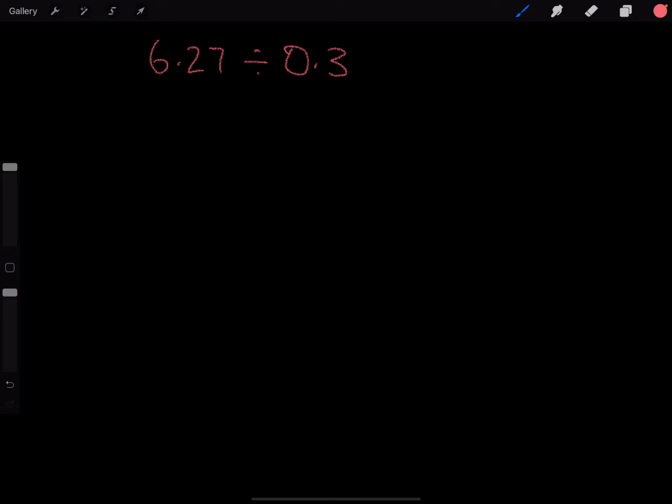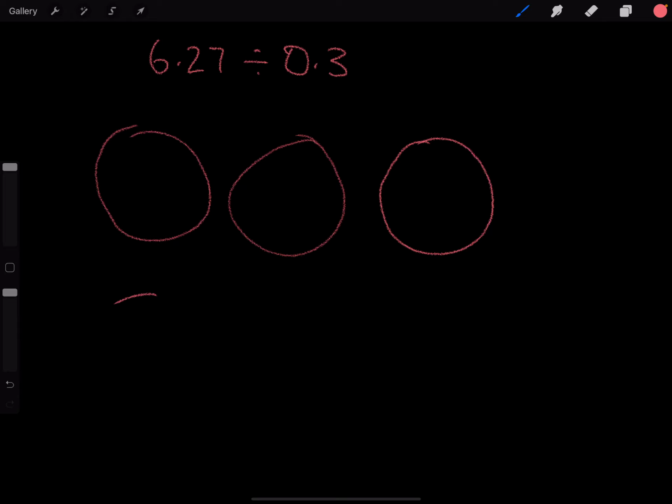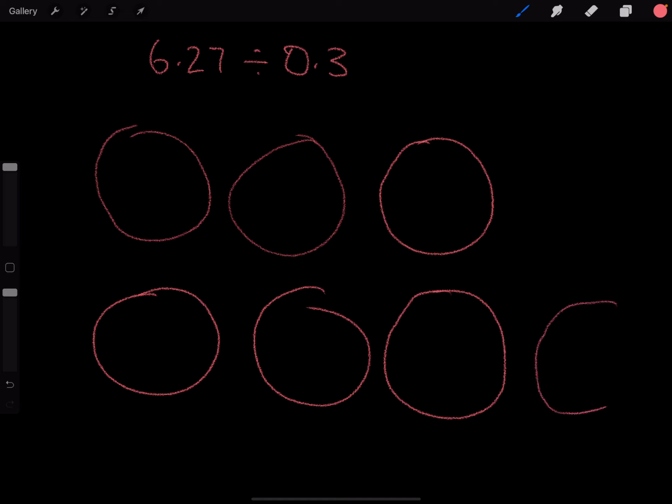Well, drawing stuff, and then you can draw. Okay, give it a go. I think that might be a little... Yeah. Okay. So tell me what you've got here. So that's 6 wholes. And then your 0.27. All right.